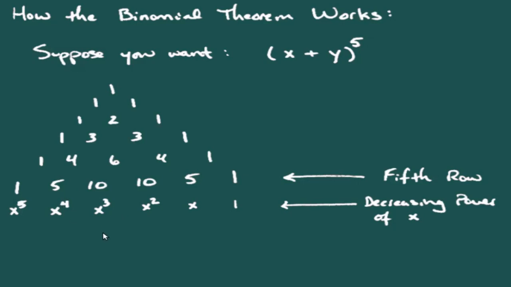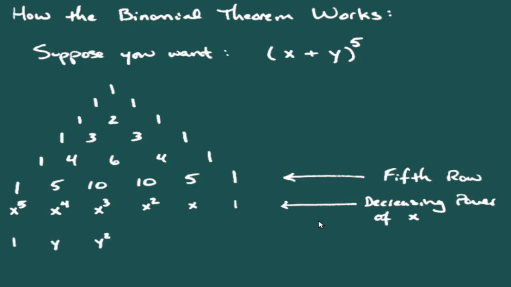Okay. Then for the next step, directly under that, we're going to write out all of the powers decreasing for the first term inside the parentheses. So inside the parentheses, our first term is going to be x. So we're going to start off with x to the 5th power over here on the left and just decrease those powers all the way down to 1. So we've got x to the 5th, x to the 4th, x to the 3rd, x squared, x, and 1.